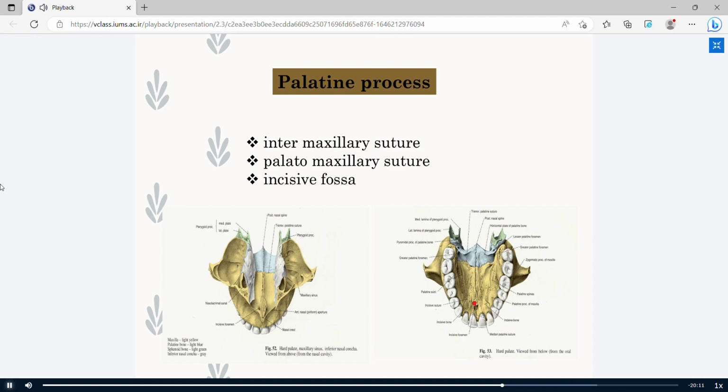called the incisive fossa, behind the central incisor teeth. And from this incisive fossa, the incisive canal connects to the nasal cavity, and this foramen and canal are for passing the nerve and vessel between the nasal cavity and oral cavity.